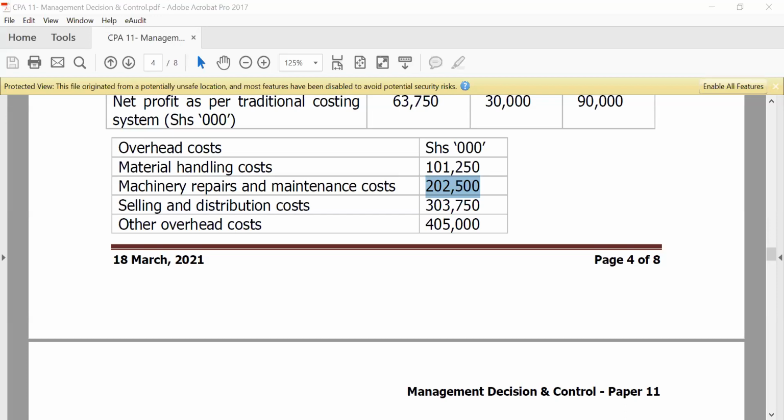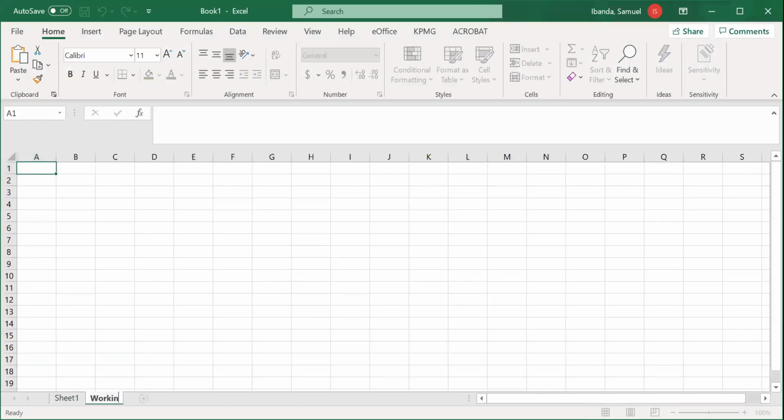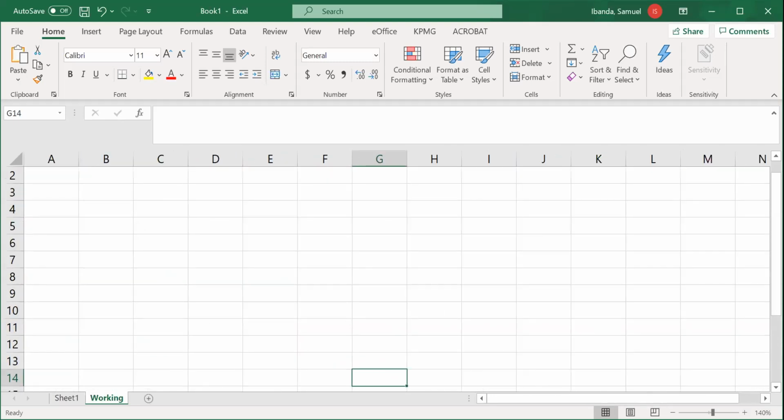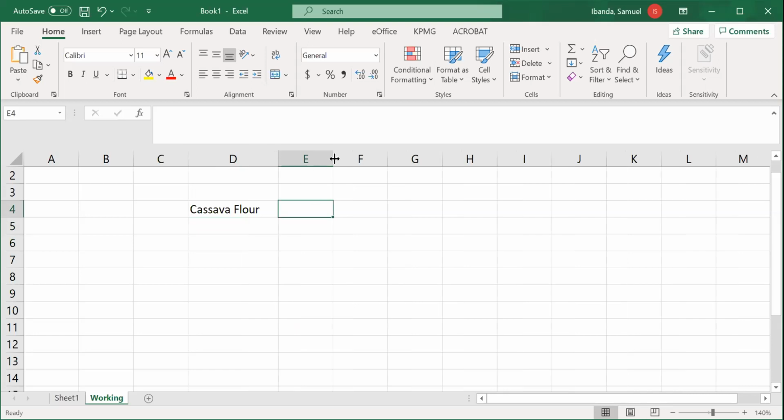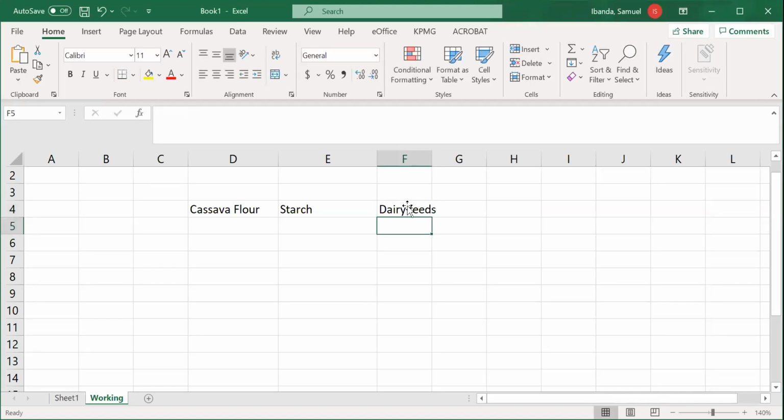So I'll just come here to my Excel and start a page of working. My working is still going to focus on the products that I have. So I'm going to do cassava flour as my product there. I'm going to have my starch. The other product was dairy feeds. Going to have dairy feeds like that.